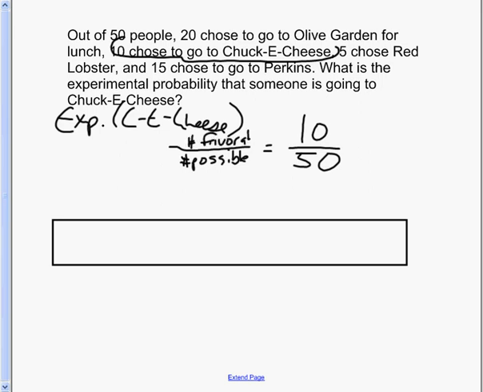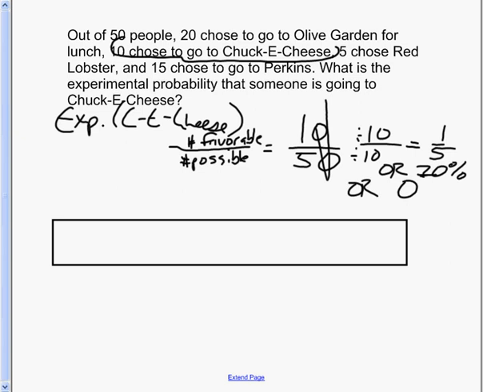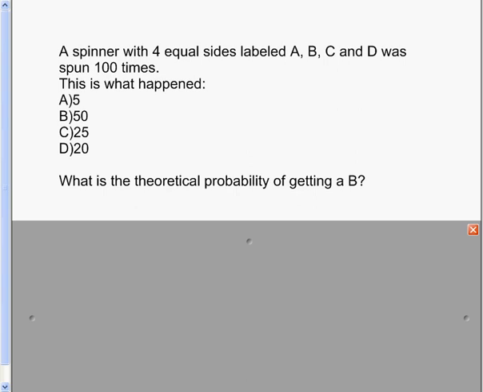So 10 over 50, both end in a 0, right? So we can divide by 10. Taking out these zeros, we're going to get 1/5, or 20%, or 2/10. Those are all possible answers, because probability can be displayed either way. It didn't tell us it had to be in simplified form of a fraction.